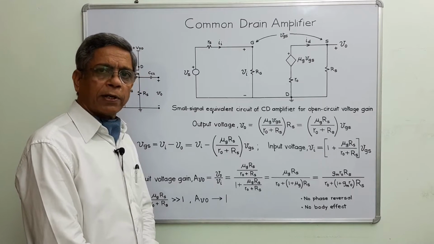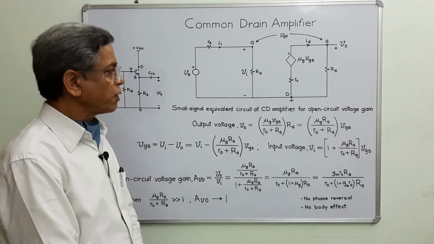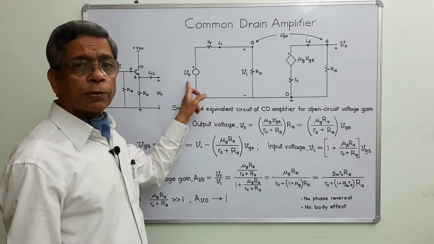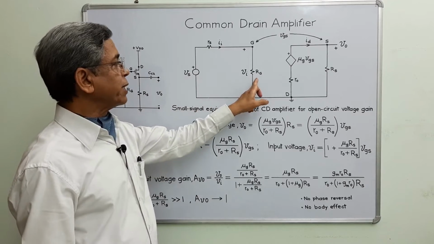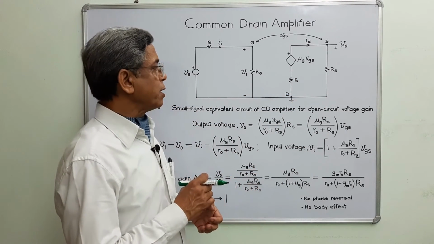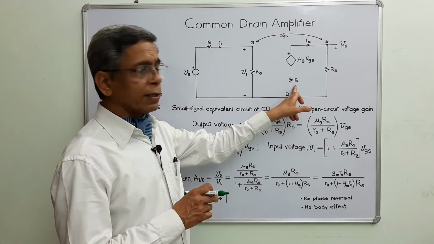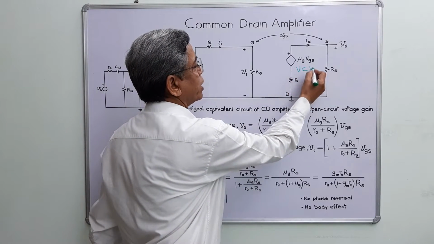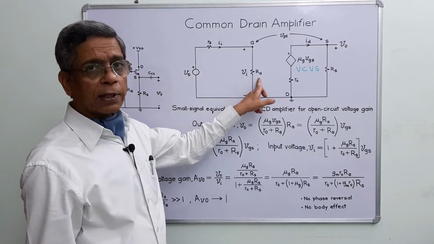This is the modified small signal equivalent circuit of common drain amplifier for the derivation of the expression for the open circuit voltage gain. This is the input voltage source and this is the resistance of the input voltage source. This is the biasing resistor, this is the source resistor across which output is taken, connected between source and drain terminal. R0 is the output resistance of the device, and this is the voltage controlled voltage source, and Vi is the input voltage across the biasing resistor.